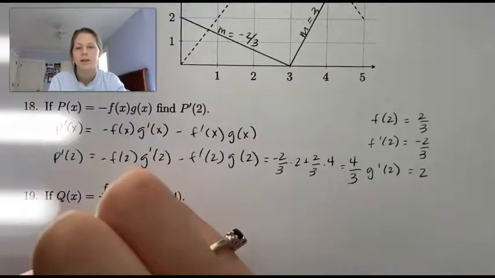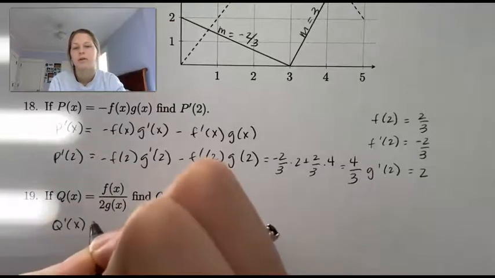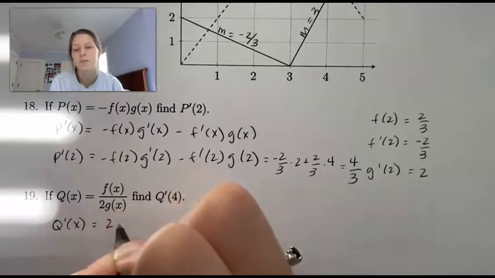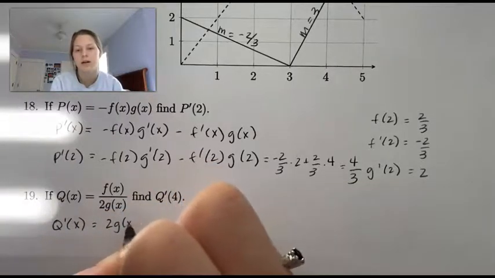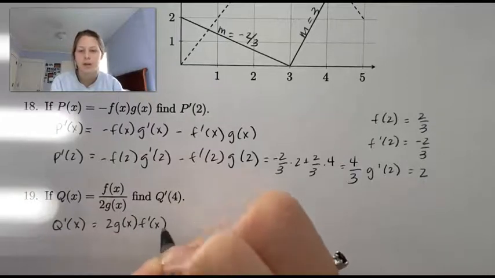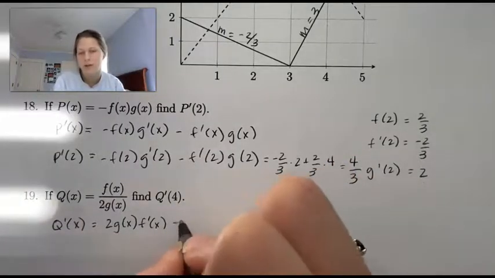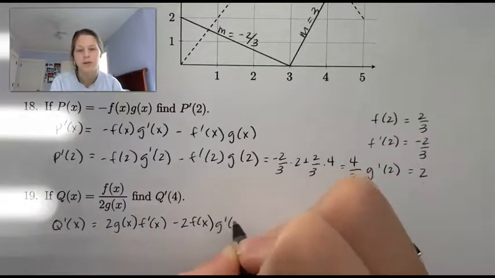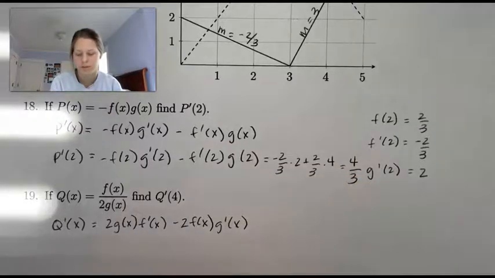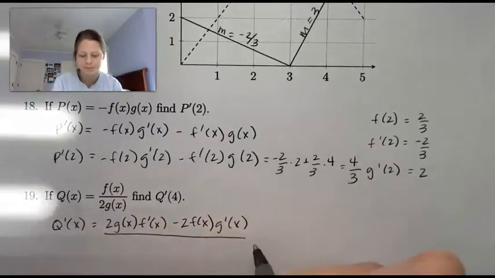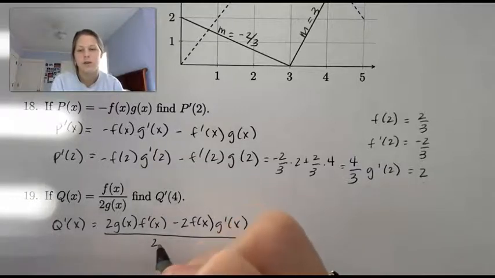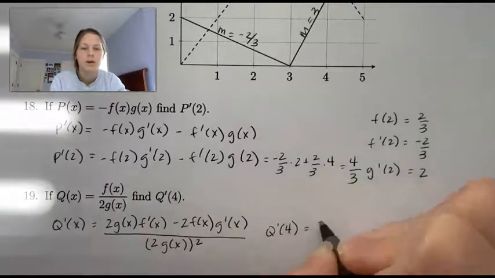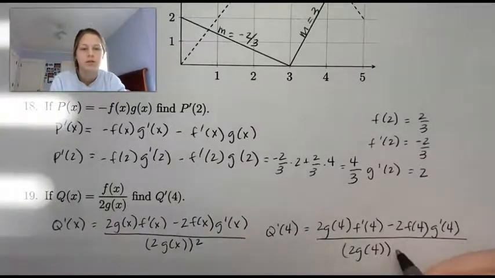Okay, so moving on to number 19, we're going to do the same way. We're going to write out q prime of x and then take the derivative, this time using the quotient rule. So low d high minus high d low. And doing that, we will end up with 2g of x times f prime of x minus 2 f of x times g prime of x over 2g of x squared. And then we're going to plug in the 4, and we will end up with the function rewritten as this.